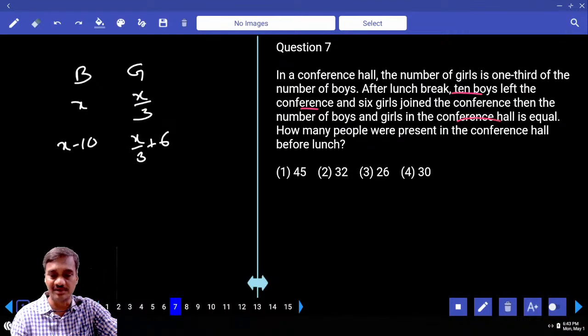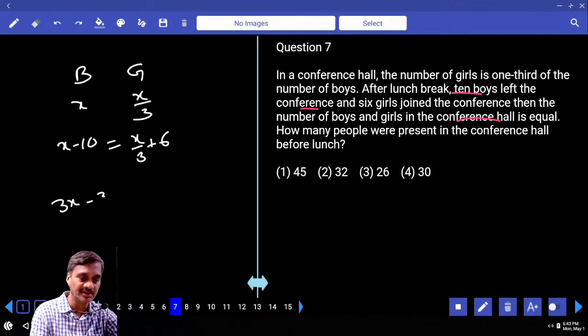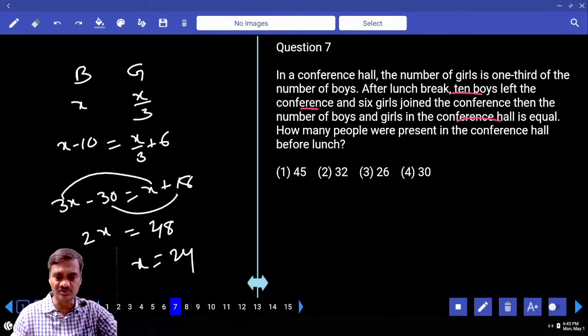Then they are equal. That means x minus 10 equals x by 3 plus 6. That is 3x minus 30 equals x plus 18. Then x comes to this side, 2x, and 30 goes to that side, 18 plus 30, so 2x equals 48, and x equals 24.